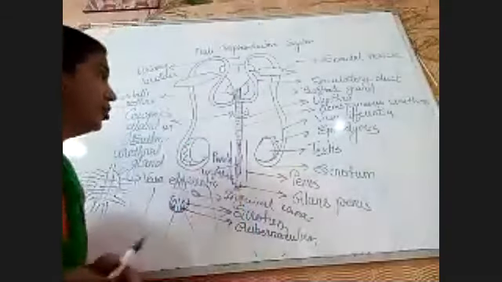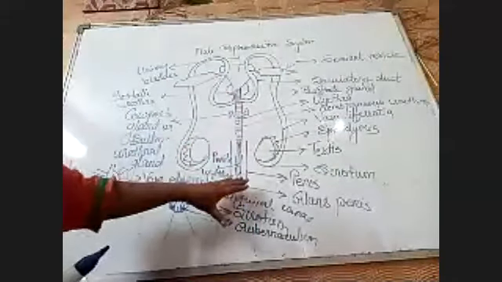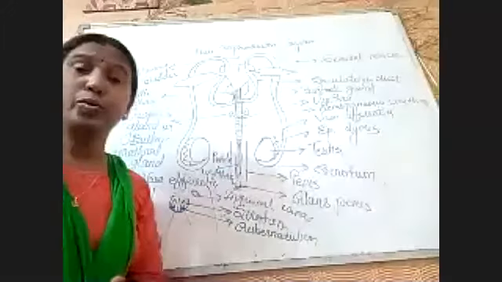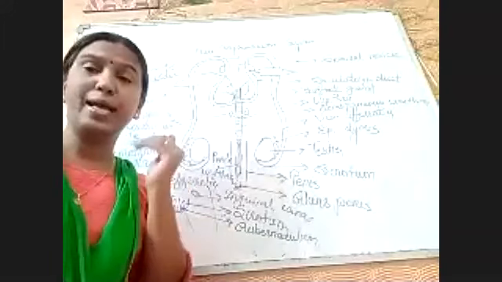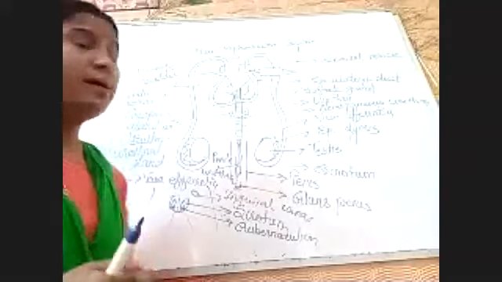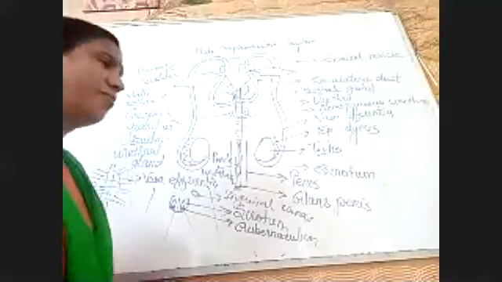All right. So what is the function of the urethra? It will excrete semen as well as urine in the male. This is the function of the urethra.